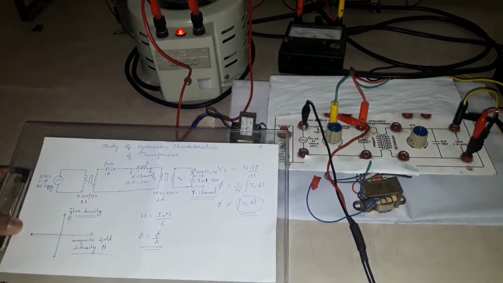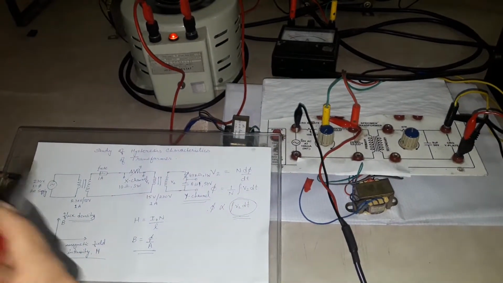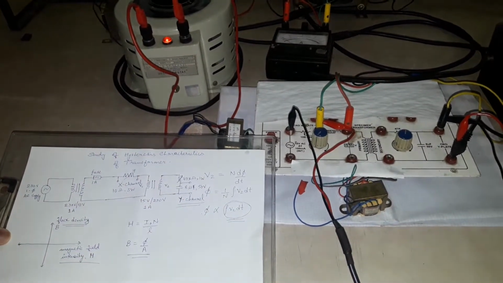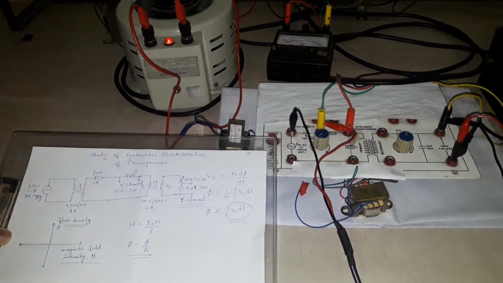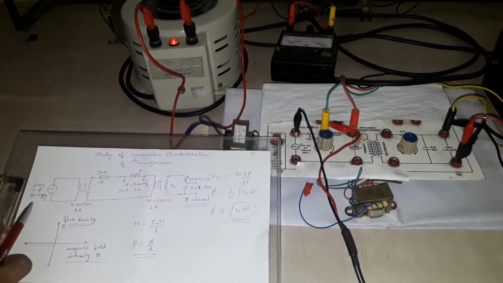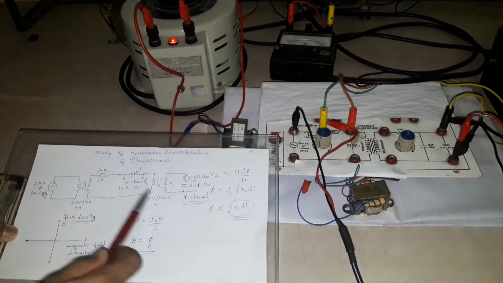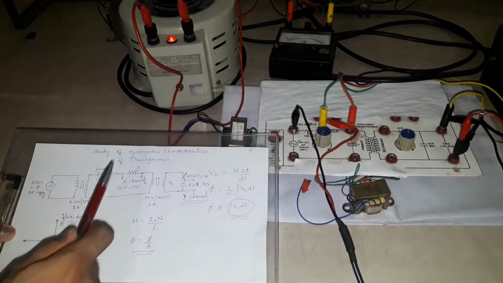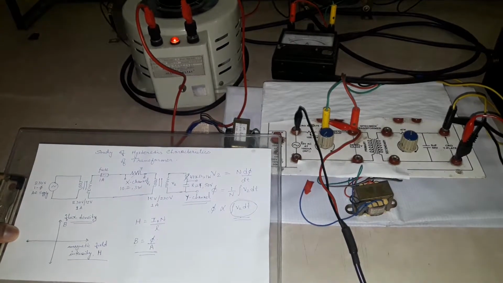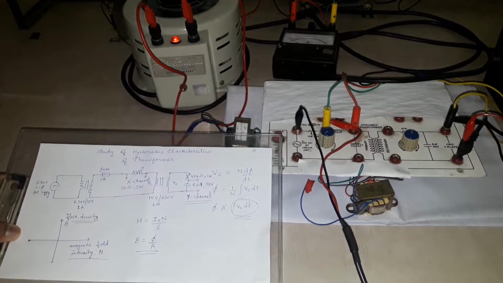In this video, we will study the hysteresis characteristic of a transformer and its practical setup. In the previous video, we had seen the circuit diagram of our setup, where we had a 230 volt single phase AC supply, a step down transformer, the test transformer, and the X channel and Y channel which are to be plotted on our CRO.